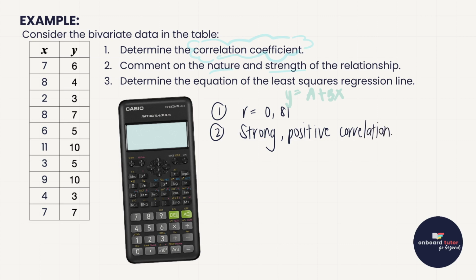Okay, and now, without clearing our calculator, we're going to determine this equation of the least squares regression line. So we're going to say AC, because we want to get rid of what was on the screen currently. We want to get back to these stats options, so shift 1 to give us that. Again, option 5 for regression. And now remember, we've got two variables in our equation there. So the first one we'll work out is the A value, so that's option 1.